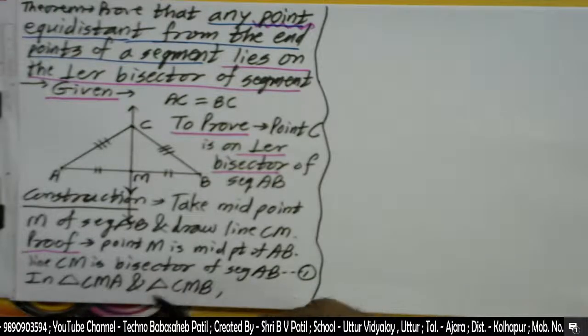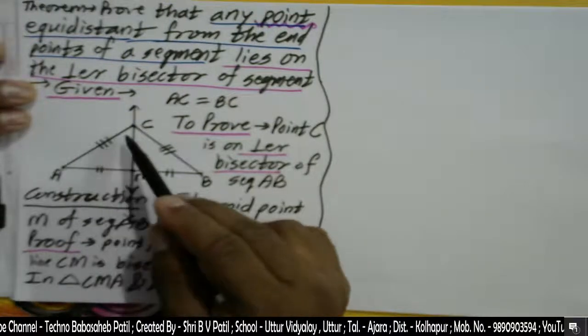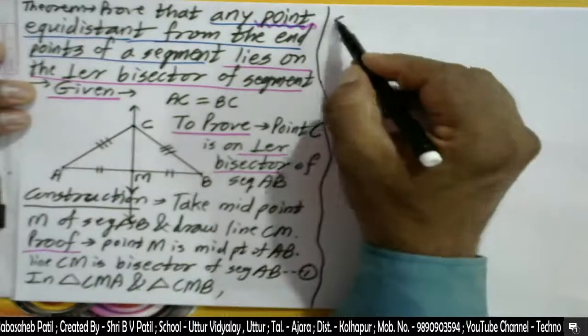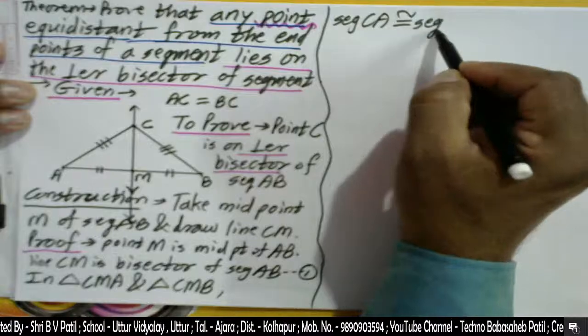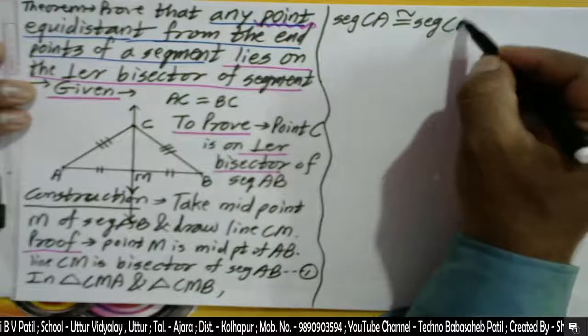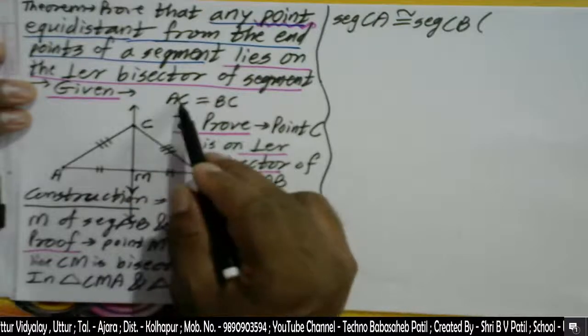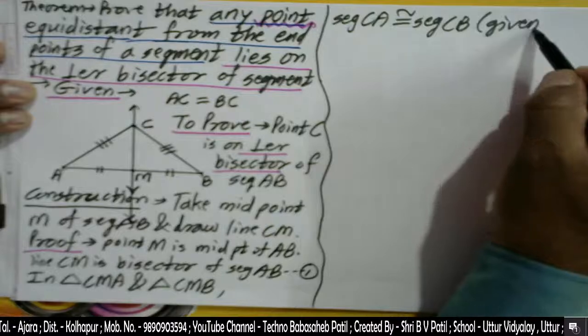In both triangles, the first condition is that segment CA is congruent to segment CB, and the reason is AC and BC are congruent. This is given.